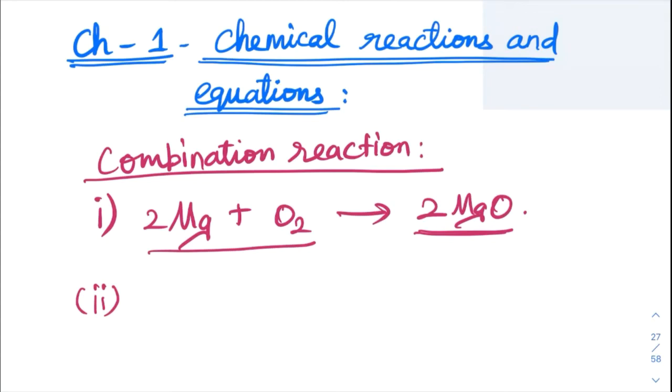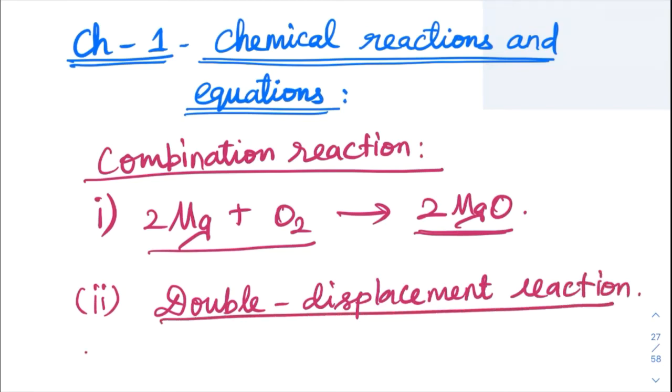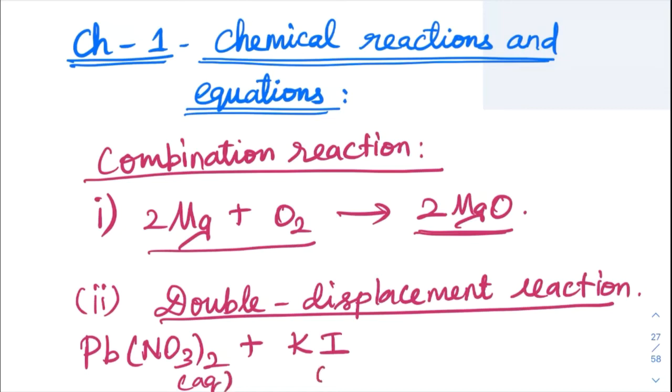What is the second one we have seen? Double displacement reaction which happens between lead nitrate and potassium iodide. What is the formula of lead nitrate? Pb(NO3)2. What is the formula for potassium iodide? KI. And both we have taken as aqueous solutions.